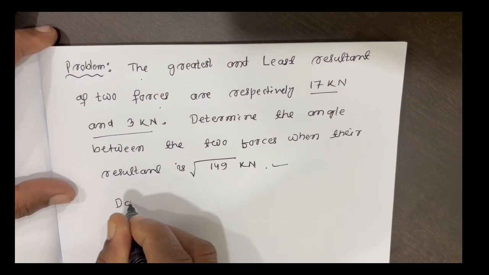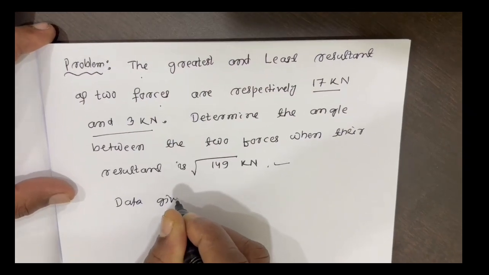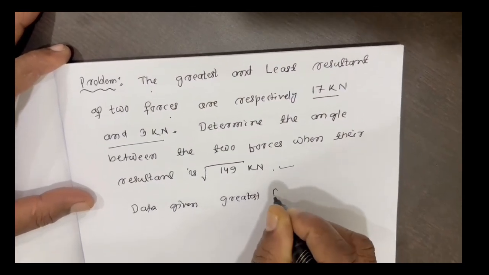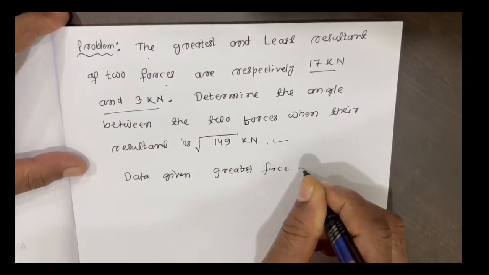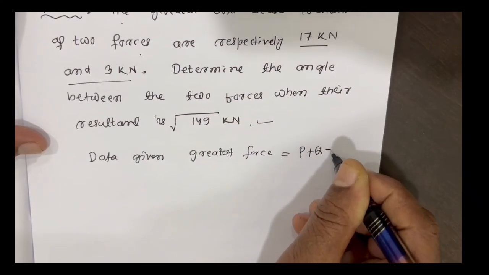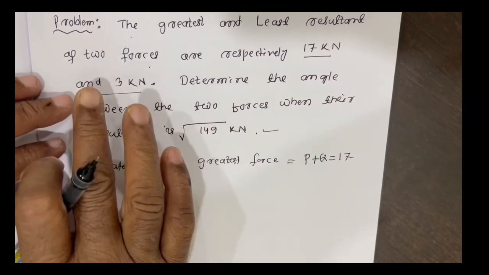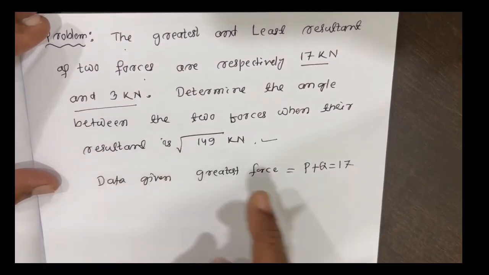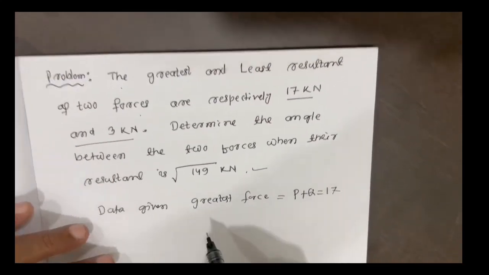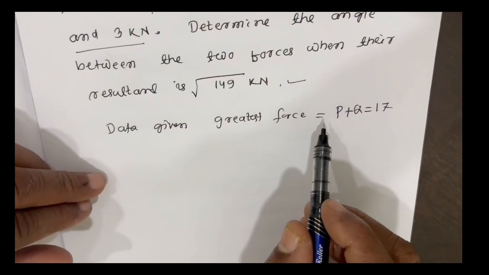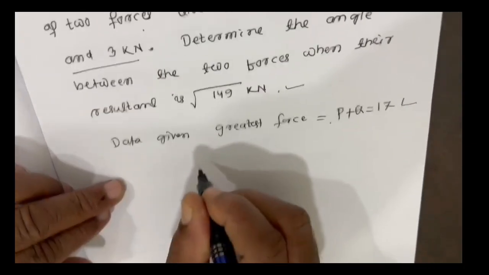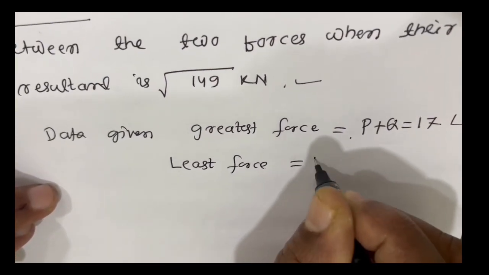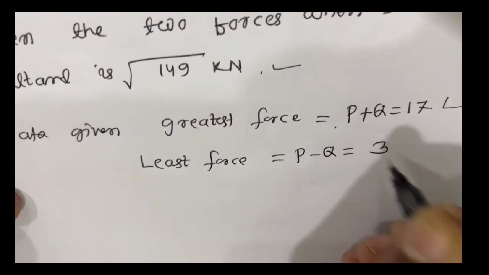Here data given. Greatest force means greatest force is equal to P plus Q is equal to 17, because here P and Q are two forces. In some books, F1 and F2 are written, but I am writing as P plus Q is equal to 17. Then least force. Least force is equal to P minus Q is equal to 3.